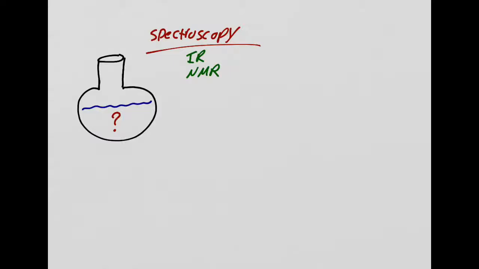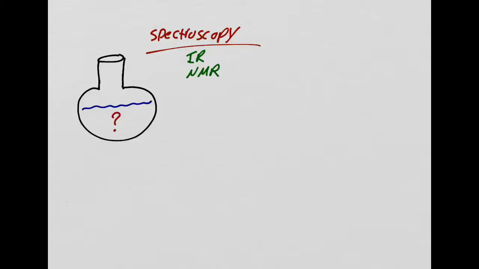All right, class. So let's continue talking about spectroscopy. Going back to why we're talking about this: if I have a flask and I have a solution in here, and I have no idea what it is, I can use spectroscopy to figure out the structure of my compound. We've talked about IR, you got that down. Now we're going to talk about NMR, nuclear magnetic resonance.